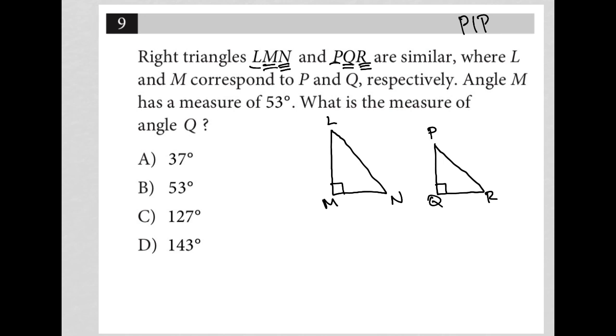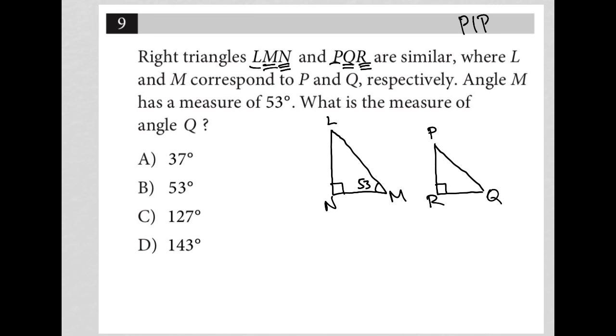Angle M, okay. Oh, so that means I labeled it wrong. Okay, so angle M has a measure of 53 degrees, which means I should have labeled this as LMN, which means this one over here should be PQR. Now, M, I'm told, is 53 degrees, so now I can label my drawing 53.